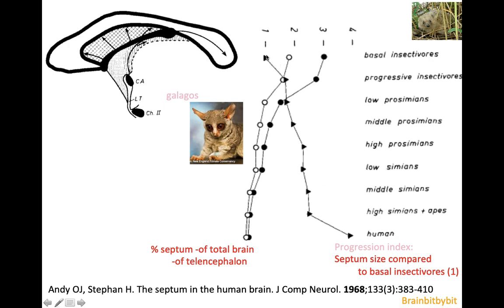And if you compare the size and the complexity of the septum to the most basal insectivores, this classification is a little bit outdated, but you get the idea. Then you can see that in humans the septum is really advanced, and it has developed and progressed the most through evolution. So the septum certainly is not a vestigial structure.